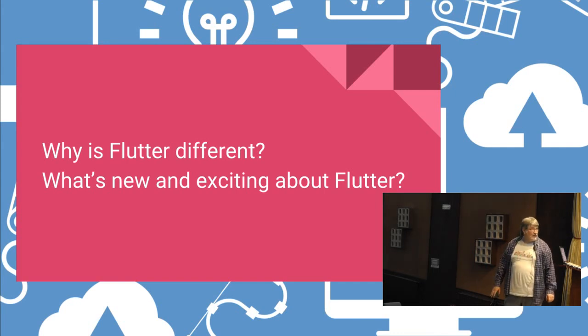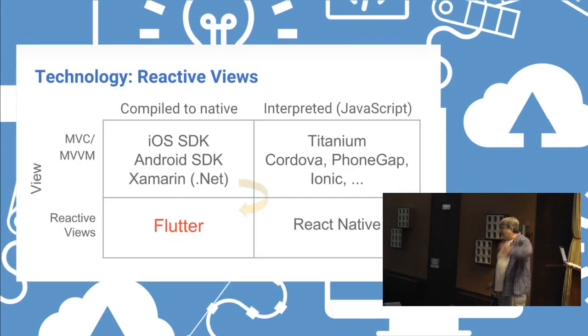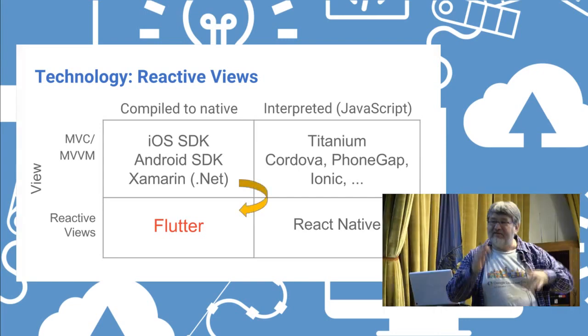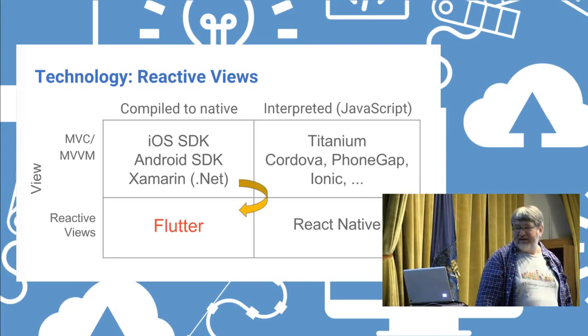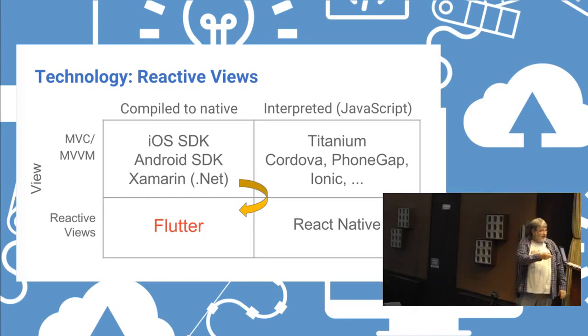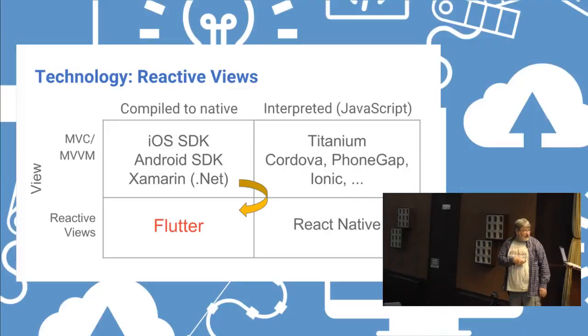All right? So first I'm going to divide up the field of mobile SDKs into 4 groups. First, across the top, I'm going to divide them between ones that compile to native code and ones that are interpreted. And when they're interpreted, they're almost all using JavaScript, right? So I'll just assume that that's talking about JavaScript. And on the left, I'm going to talk about what kind of views they use. One is the traditional views, like model view controller. And then there's a newer one called reactive views. And I will talk about that quite a bit in this talk.